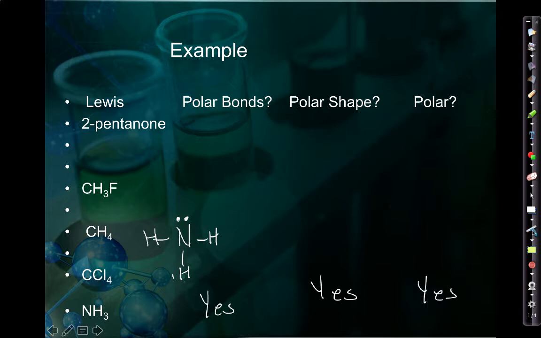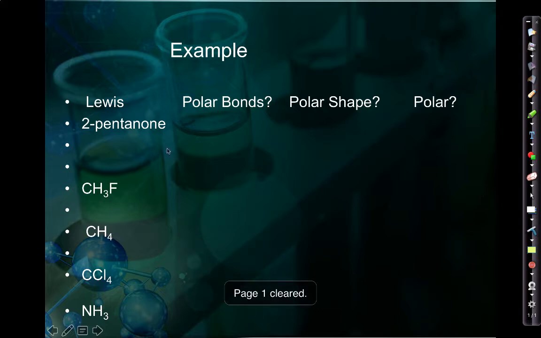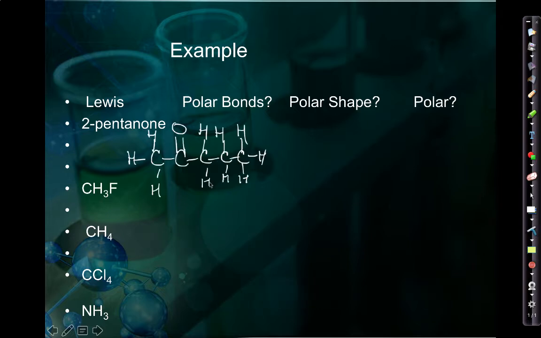Okay, so 2-pentanone. Okay, so again, you would not be asked to draw this. All right, so this is my structure for 2-pentanone. So let's check for polar bonds. We've got CH, but we've got a CO bond here, so yes, we do have a polar bond. Polar shape. Well, the shape here is a little undefined. It's going to end up being a zigzag for a lot of this.